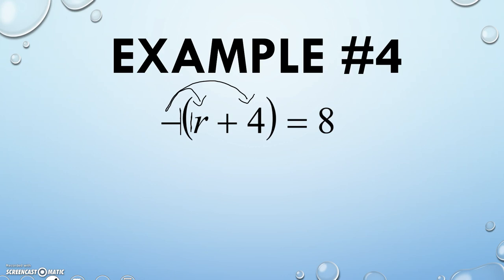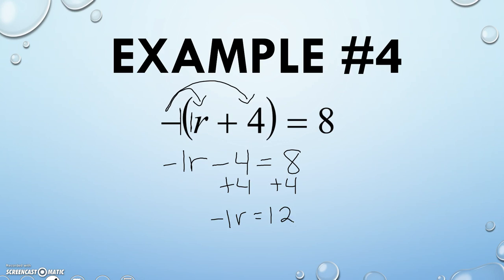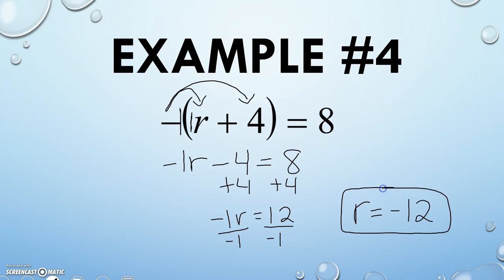Okay, so negative 1 times negative 1r would be negative 1r. And then negative 1 times positive 4 would be a negative 4 equals 8. And now we just solve. So we're going to add 4 to both sides. So we have negative 1r equals 12. Divide by negative 1 on both sides. So r equals negative 12. And that's it.